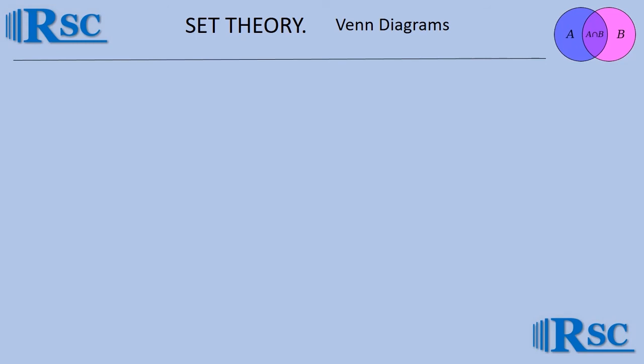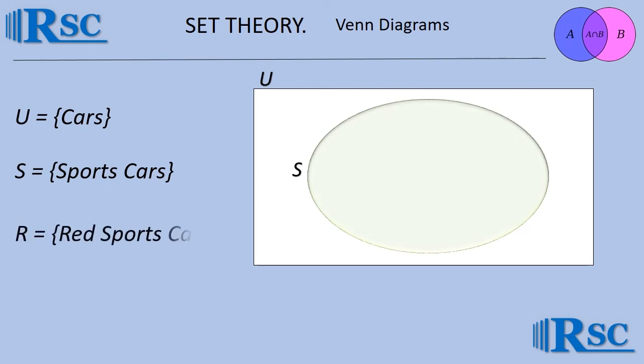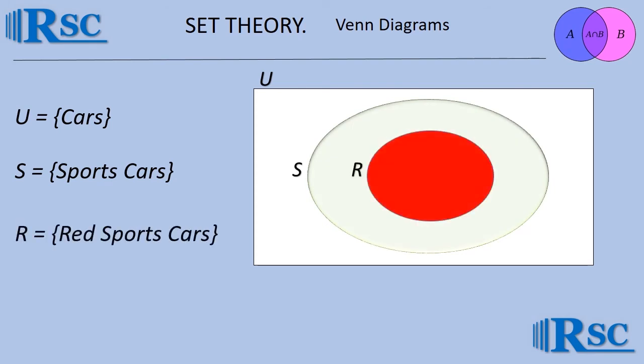But now let's look at drawing Venn diagrams for more infinite sets. Say U is the set of cars, S the set of sports cars, and R the set of red sports cars. Then R is a subset of S. The Venn diagram must show this relationship between R and S. And so the Venn diagram must show two sets, R and S, in the universal set. However, within S, R is drawn.